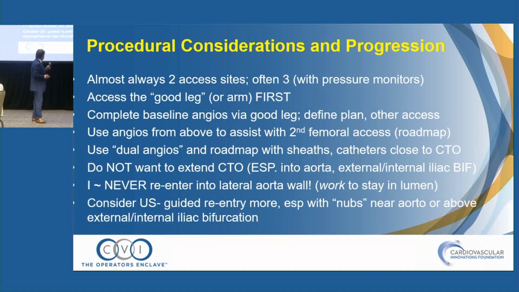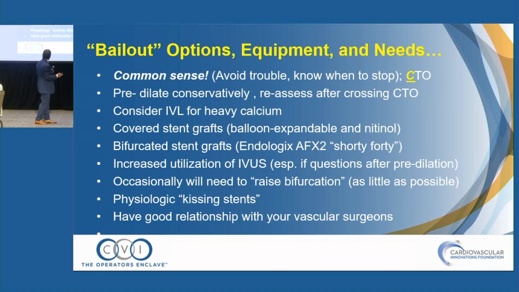And then we could use nubs to get a Pioneer in there. We may skip that. We'll see, but maybe I'll show you one quick case of that. You've got to know your bailout options, and you've got to carefully look at this. What we do is we pre-dilate conservatively, reassess, and then use a lot of IVUS and a lot of IVL if it's calcified. Have all the stuff that you need in there: covered stent grafts, occlusion balloons, Shorty 40 AF, X2, and a good relationship with your vascular surgeons. I've got 6 in my group. We get along very, very well.